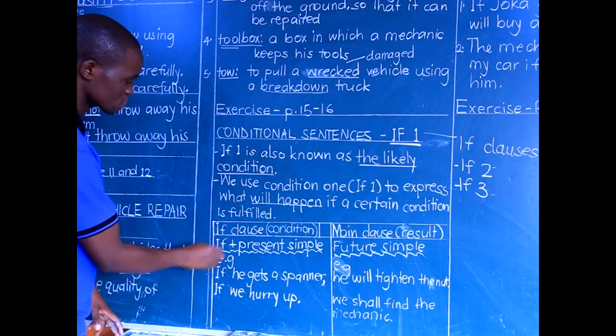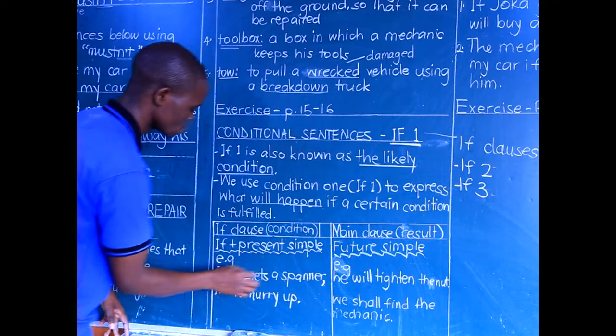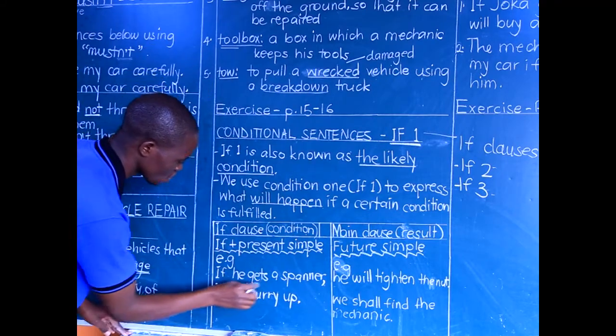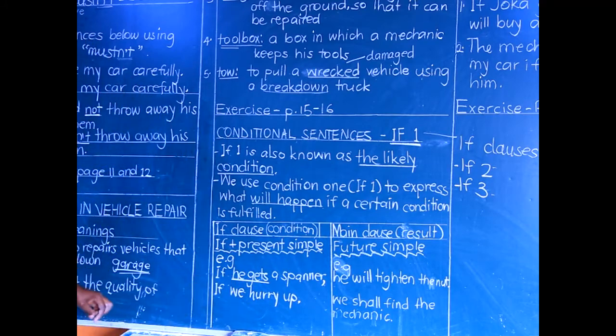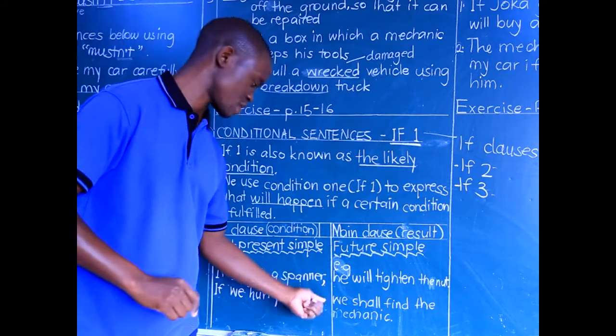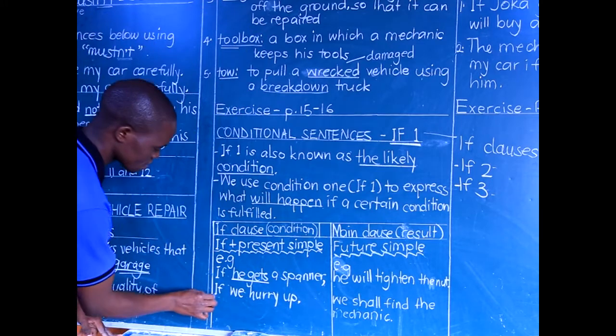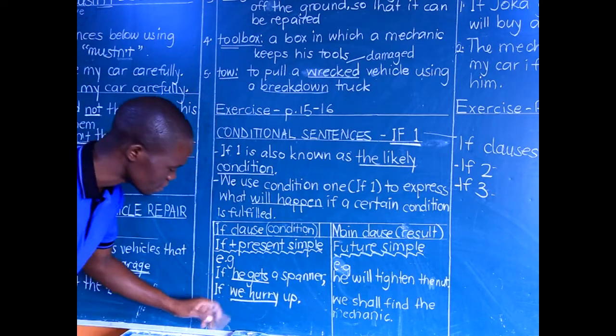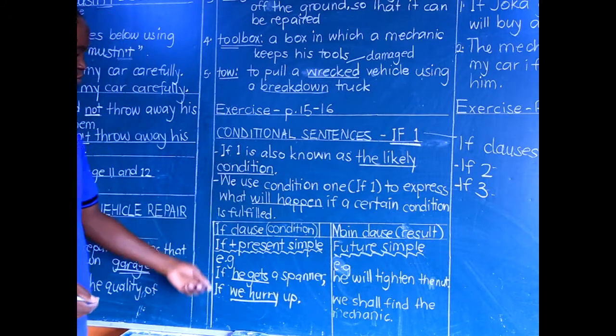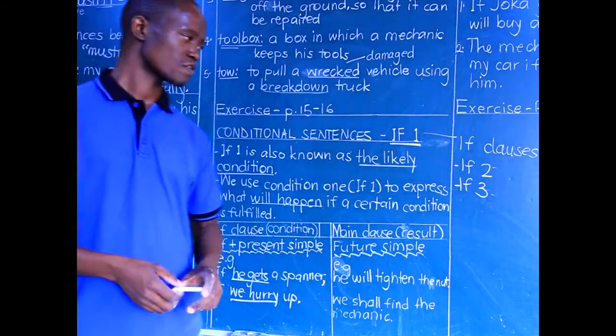The teacher talked about if clause or the condition having the present simple in it. Where is the present simple now? The present simple is here. He gets. If he gets a spanner, that is present simple. Next, if we hurry. If we hurry is that expression showing you the present simple in our if clause.